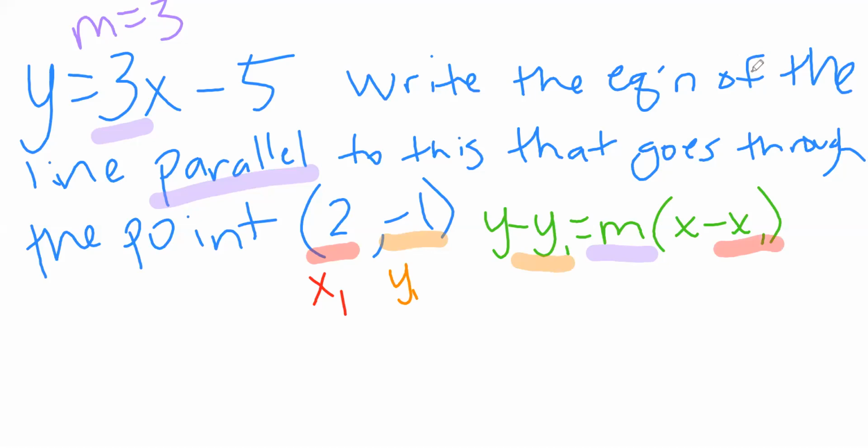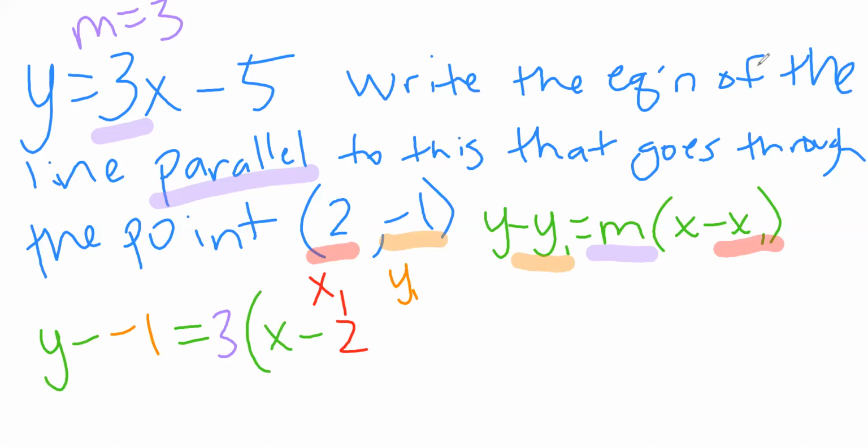So we have y minus, and then -1. Two negatives, right? One from the equation form, one from the fact that it's -1. Careful there. Is equal to, and then we have our m of 3. And then we have x minus, our x1 is 2.